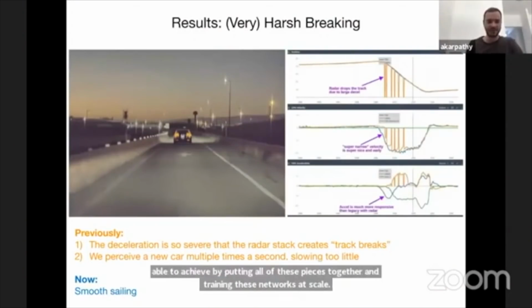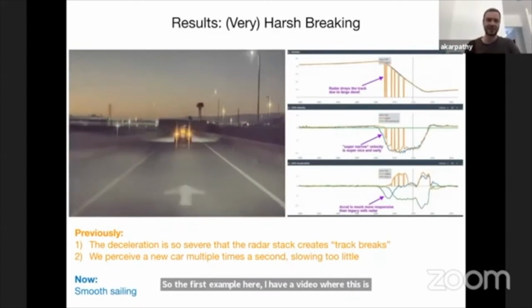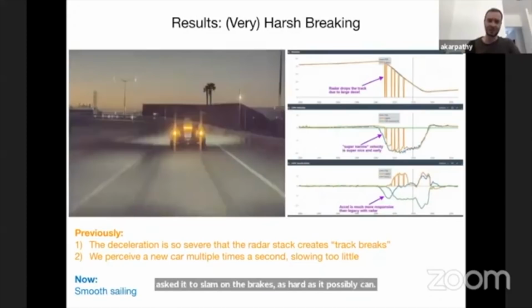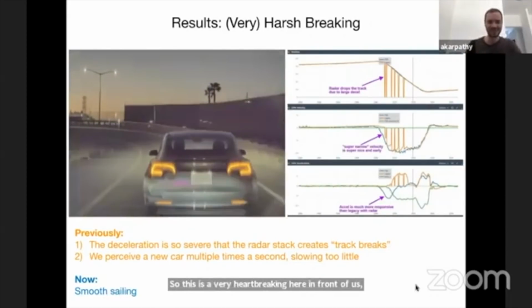And by the way, again, it sucks the video is so low resolution. I would love to be able to see all of these things better. There's a lot of information there that it's really difficult to see. So the first example here, I have a video where this is on track testing. So this is an engineering car, and we asked it to slam on the brakes as hard as it possibly can. So this is a very harsh braking here in front of us. Even though it doesn't look like that in the video, this is very harsh braking.